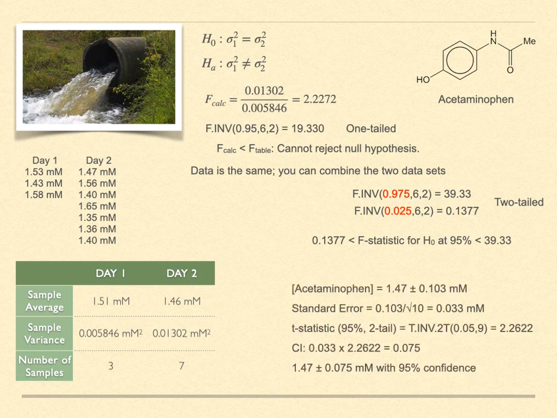We find the standard error from the standard deviation. We divide it by the square root of the total number of measurements, which is now 10 because we've put the two data sets together. We obtain 95% confidence limits. We find the t statistic in Excel. We want the two-tailed value since we're finding both the upper and lower confidence limits to form a confidence interval. T.INV.2T at 0.05 and 9 is 2.2622. With 95% confidence, the true population mean of the concentration of acetaminophen will be in the interval 1.4 millimolar to 1.55 millimolar.